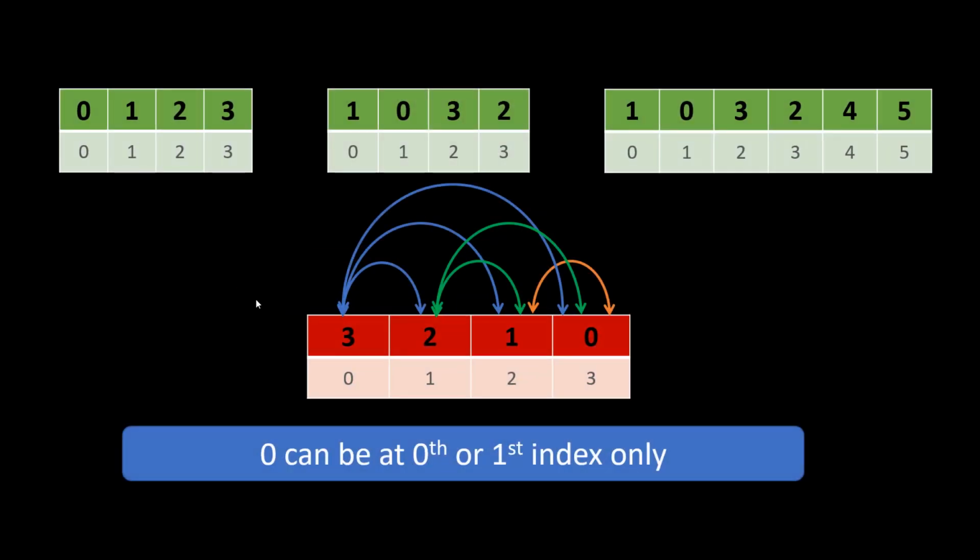My 0 can either be placed at the 0th index or the 1st index. If it is placed any further, I'll get more global inversions than local inversions, as we have seen in this particular example. So I can say 0 can only be at the 0th or 1st position, as you can see in all these 3 examples, which would yield true.